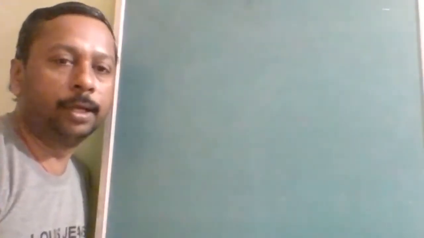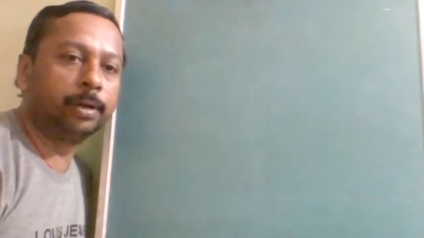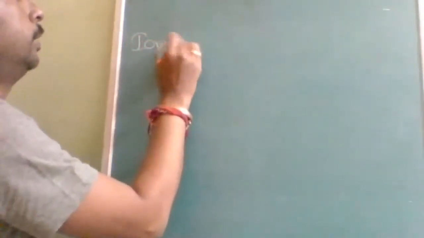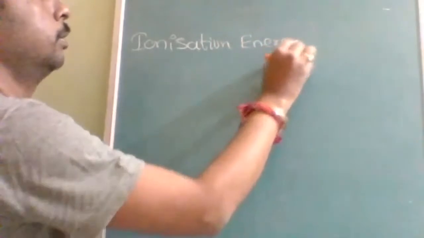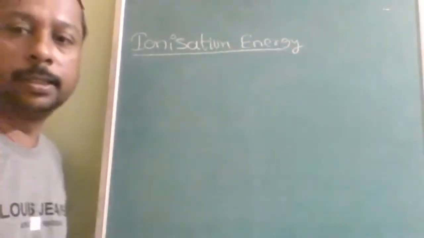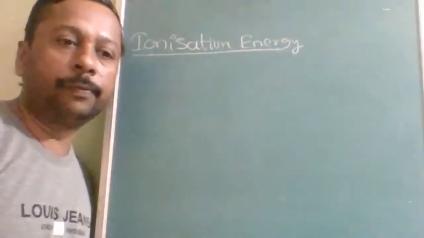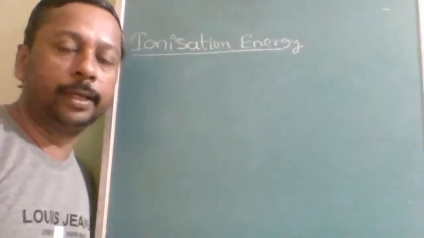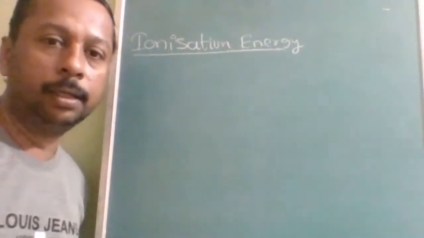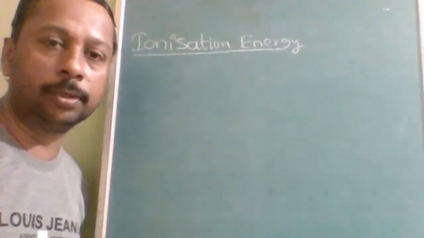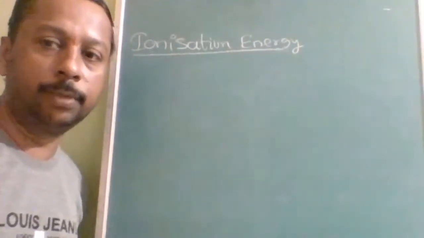Now we will study the second and most important periodic property, that is ionization energy. So today's topic is ionization energy. First, what is ionization energy and which factors it depends on, then we will come to know the variation. Unless you know the definition and the factors affecting it, it will not be easy to understand the ionization energy variation in the periodic table.